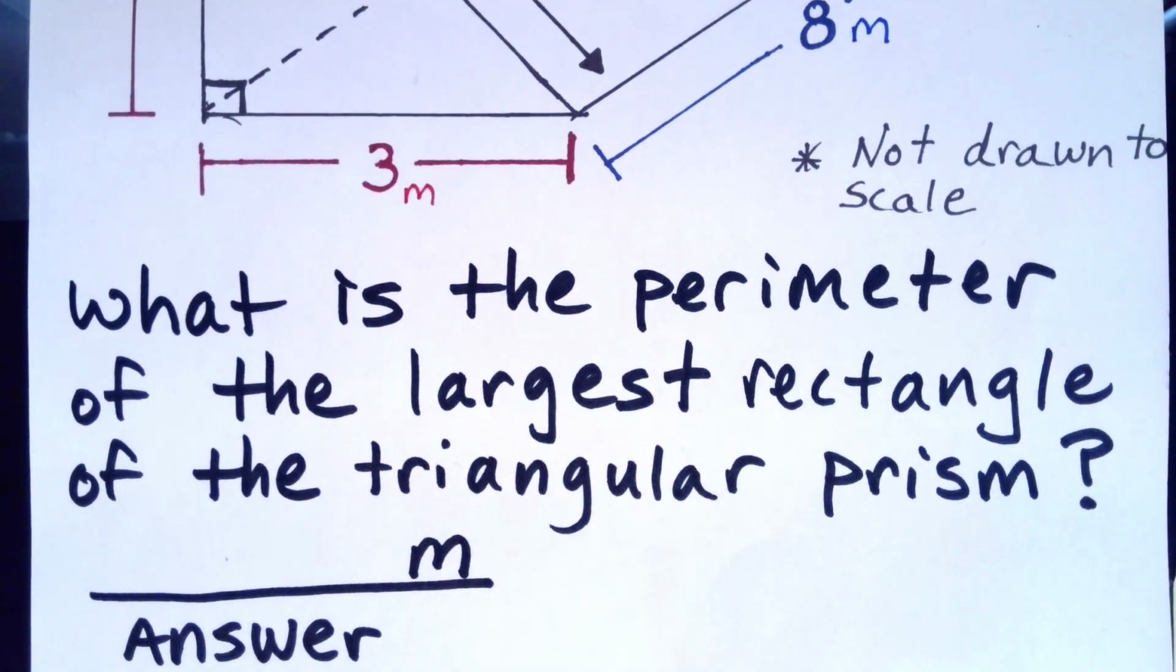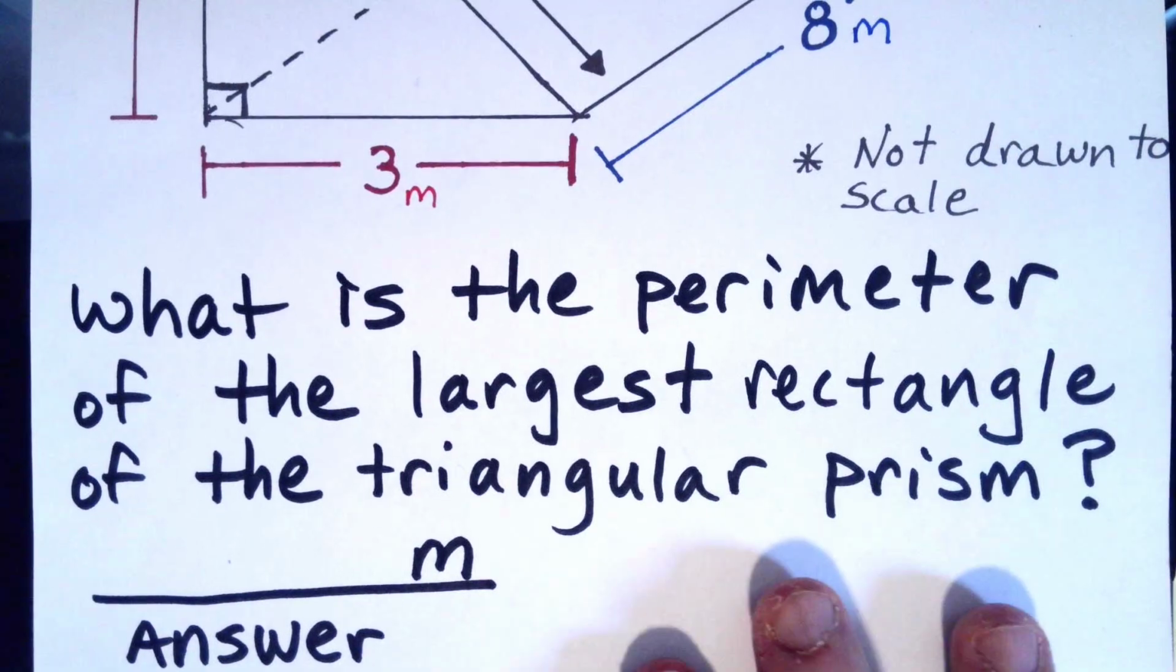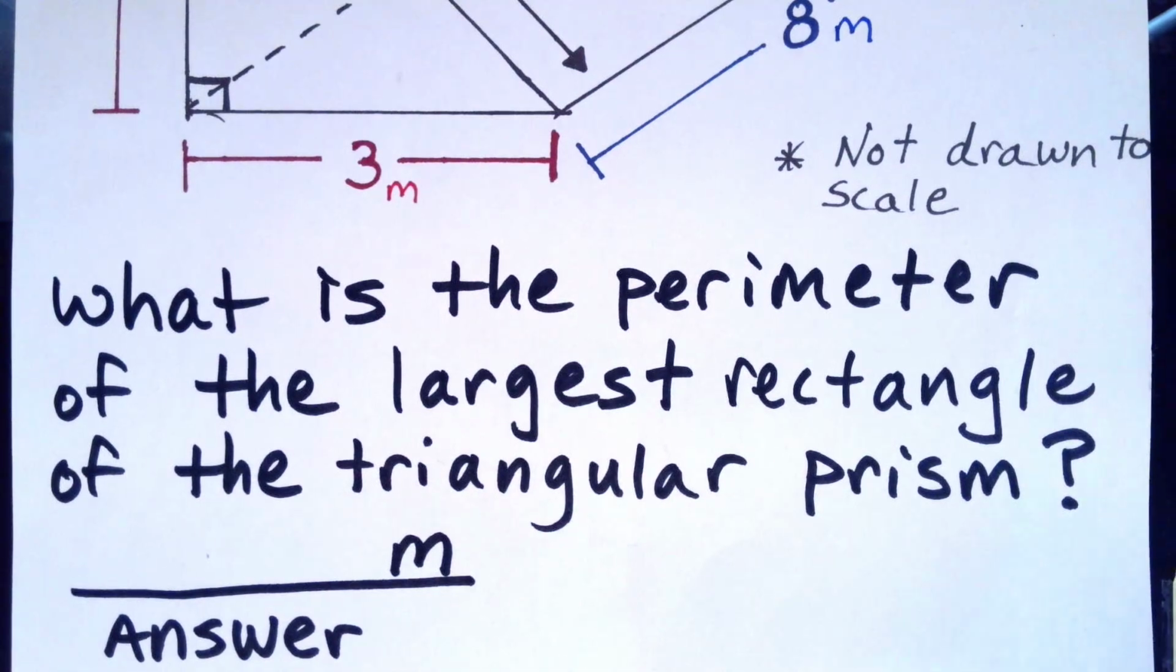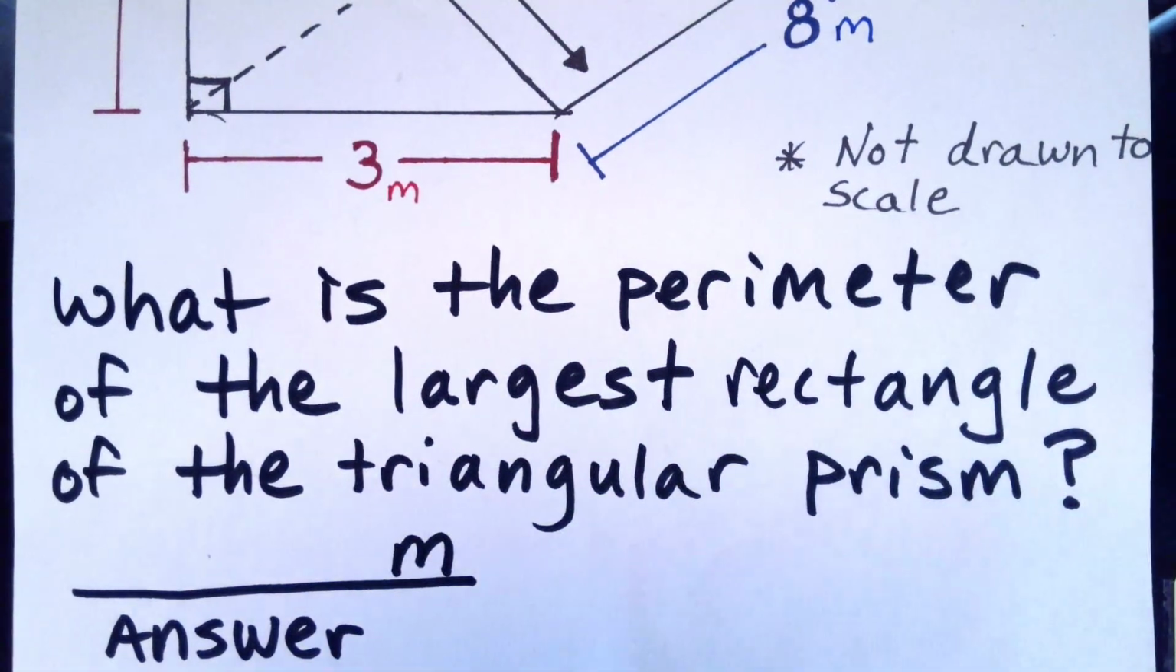So here we go. What is the perimeter of the largest rectangular shape of the triangular prism? I said that correctly. So I'm going to go ahead and give you that opportunity to answer that question. In the coming videos, I'm going to show you how to answer that question.